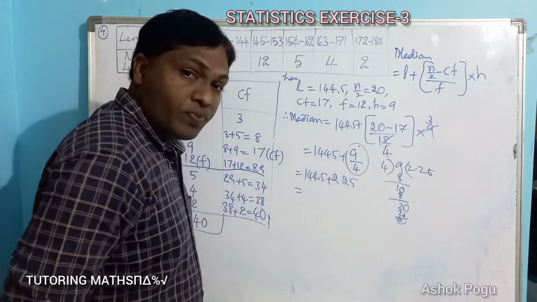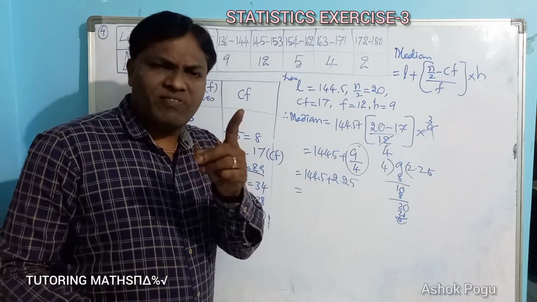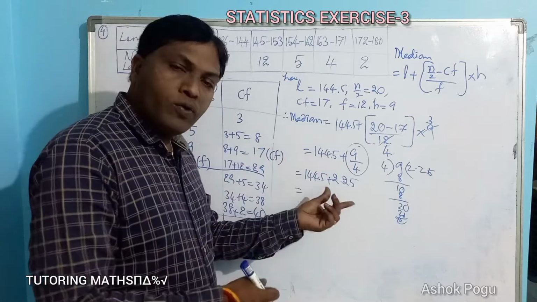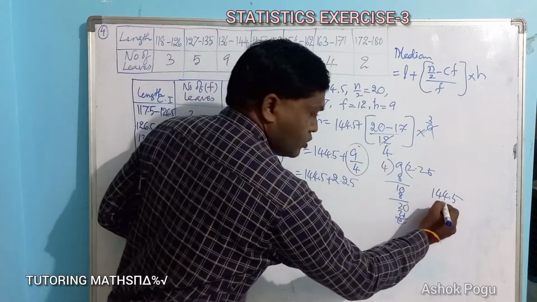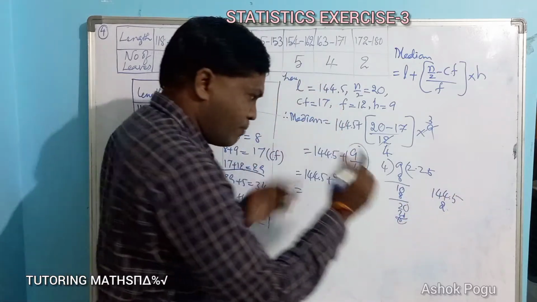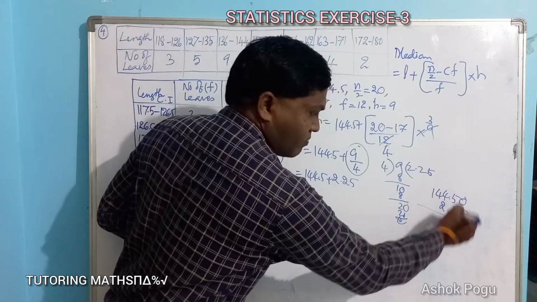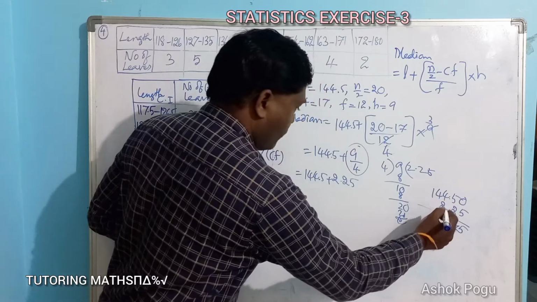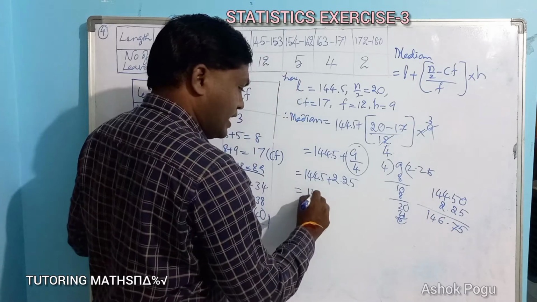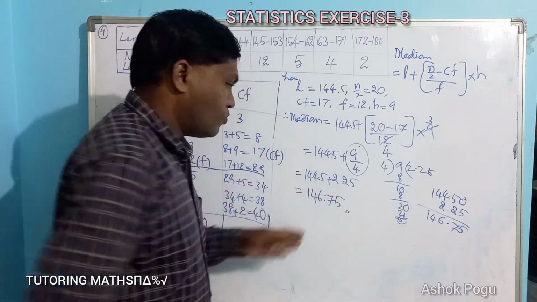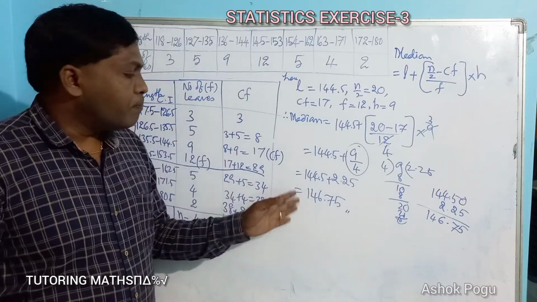Just in the rough column you add it. Find the sum of these two decimal values because they are decimals. Don't get confused, no problem. You better write it in the rough column: 144.5 plus 2.25. The decimal point should be in the same order. Here there is no decimal value, 0. The sum of these two values is 144 plus 2 is 146.75. So this is the median length.